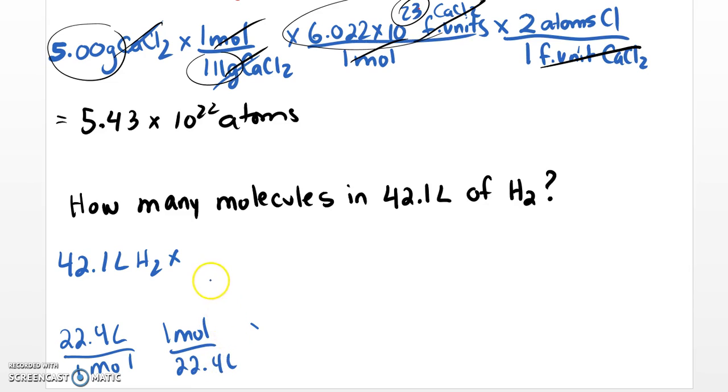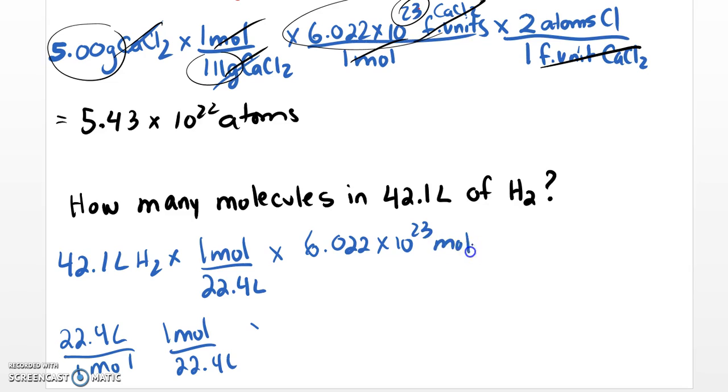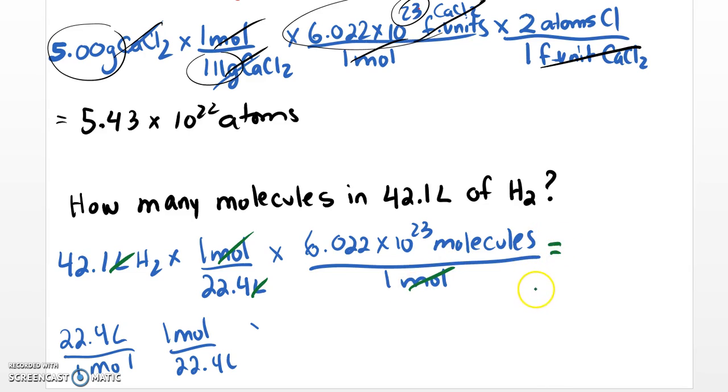I want to get rid of liters and convert it to moles, because once I have moles, there's a conversion factor to convert moles to molecules. So I'm going to multiply it by 1 mole over 22.4 liters, and then multiply that by 6.022 times 10 to the 23 molecules in a mole. And so my liters will cancel, my moles will cancel. Put that in the calculator and I will get 1.13 times 10 to the 24 molecules.